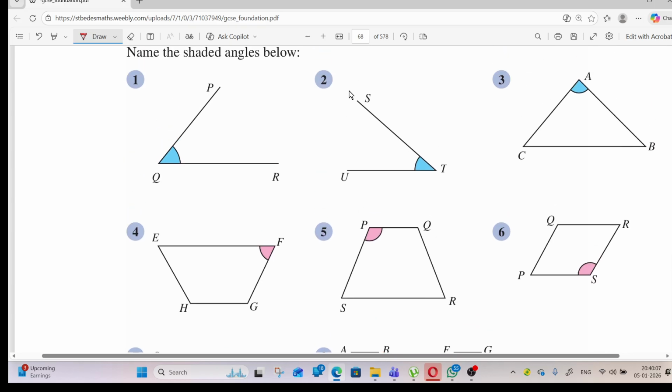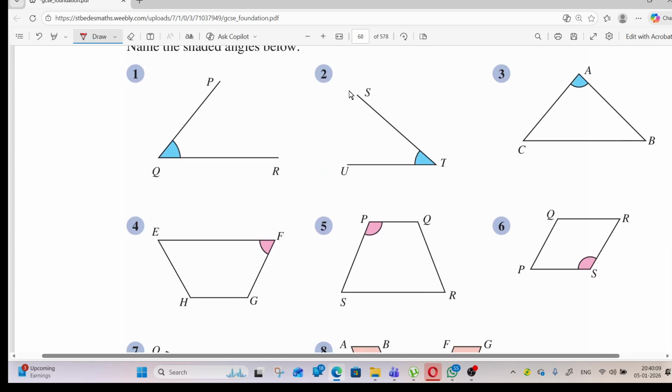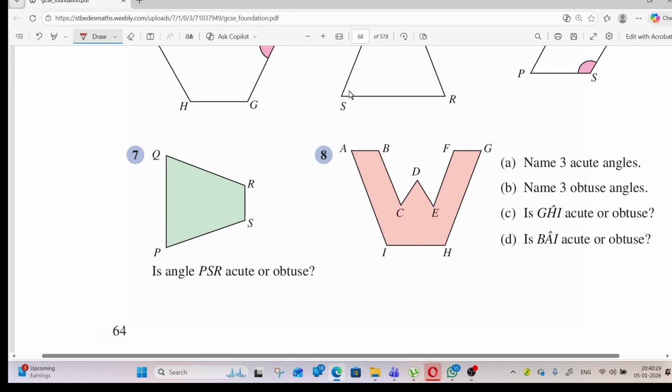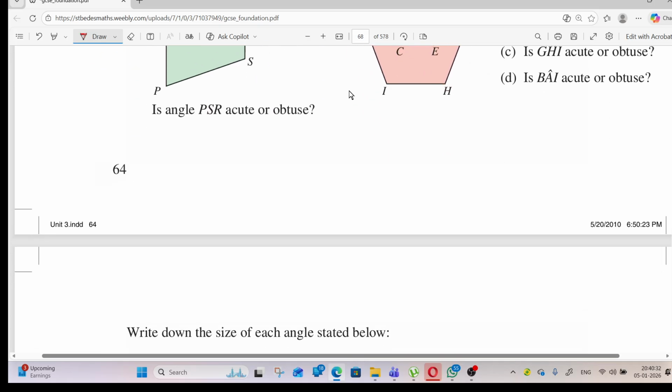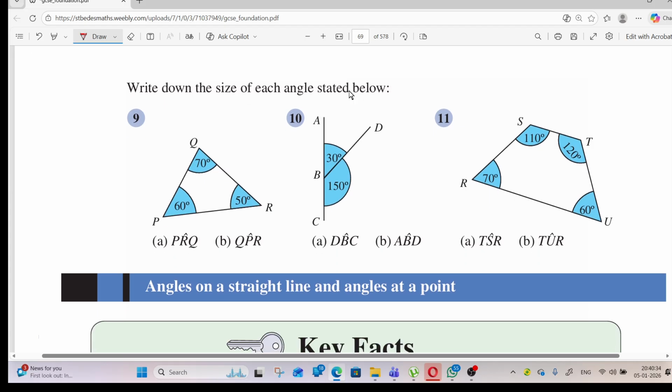That's great. So we know an angle is formed when two lines or two line segments meet at a common point, and this common point is called the vertex where the angle is formed. This you have to put in the middle, like this angle is PQR. So you can write angle PQR or angle RQP or angle Q. All these three ways are correct. Now write down the size of each angle stated.